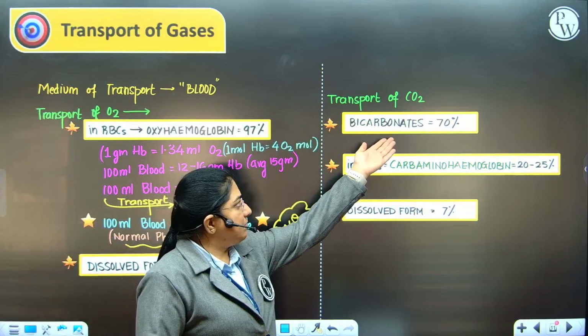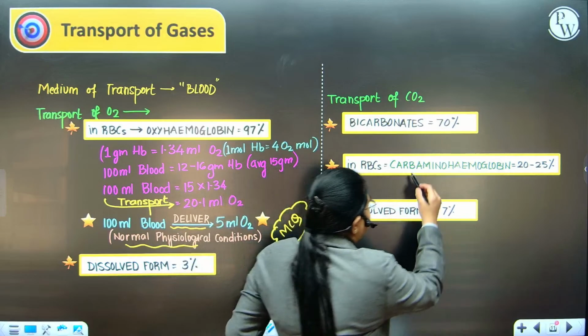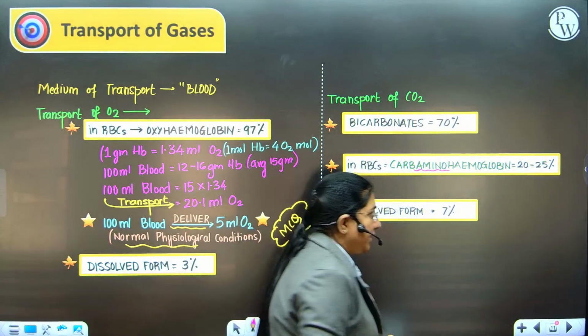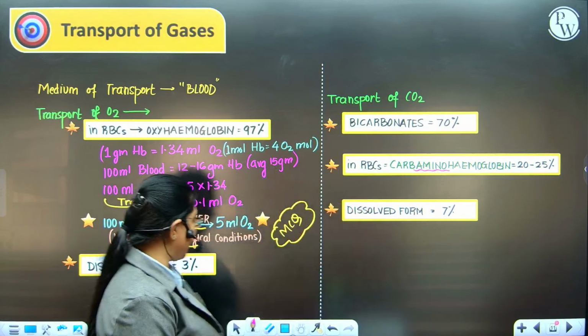Carbon dioxide I have explained: bicarbonate 70%. In the RBCs as carbaminohemoglobin, make a note of it again, 20 to 25%, and in dissolved form how much percent? 70%. Again an MCQ.